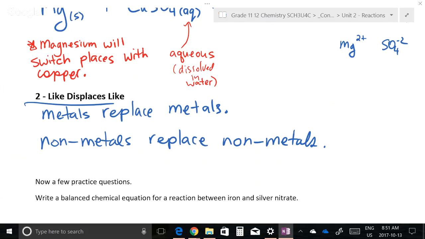Does that make sense? Cations replace cations, anions replace anions. If copper can only form positively charged ions, the only thing it can kick out is the positively charged ion. Does that make sense?